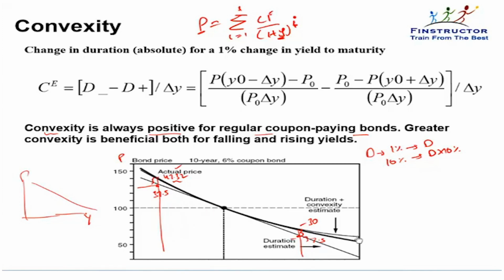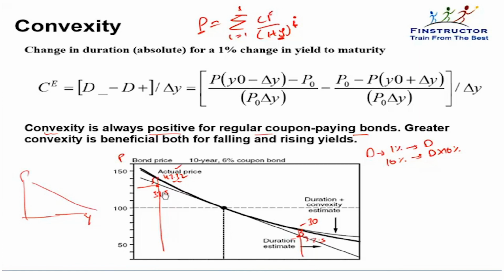Duration is a linear approximation. It says for a 1% change, price changes by so much. So for a 10% change, price will change by so much. That interpretation or that line of thinking to begin with is incorrect, because the relationship is not linear. To make the linear estimate of duration a better match to the actual price, we need to adjust for the convexity, or we need to adjust for this convex actual relationship.